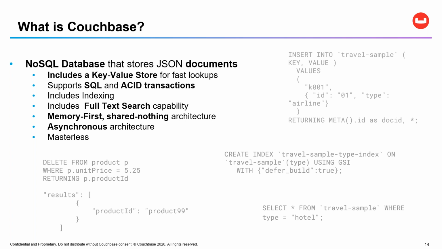I want to make sure everyone gets a sense of how SQL on JSON works. So here's a few examples where you see an insert statement or creating an index, a select and a delete. These are just examples of N1QL or NCL as we call it. NCL is Couchbase's query language modeled on and just as easy as SQL.